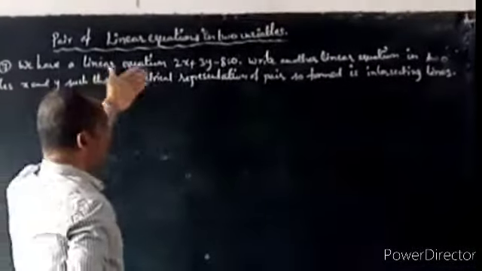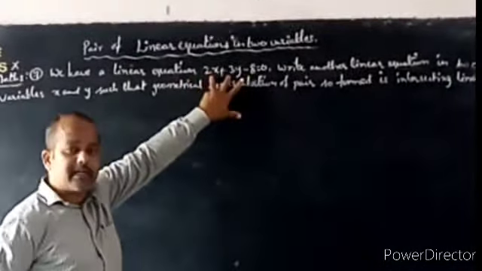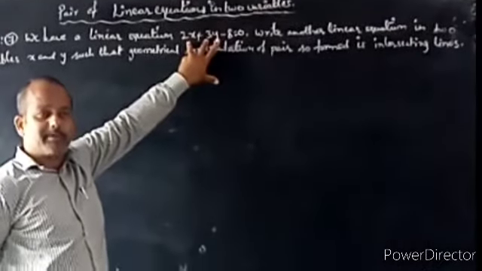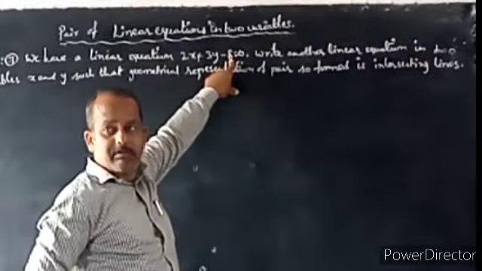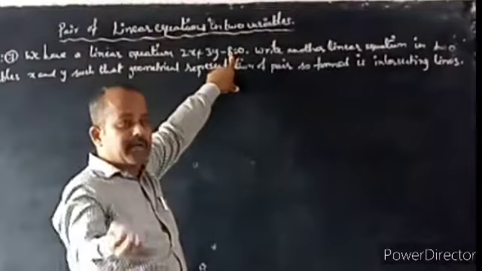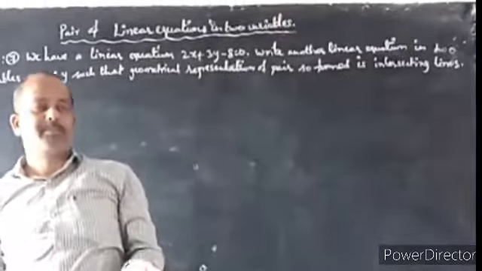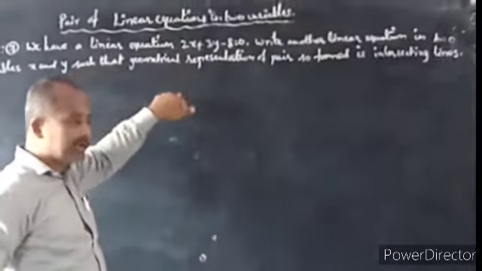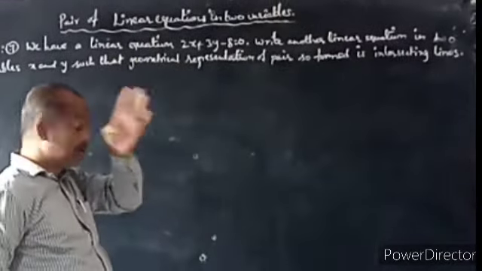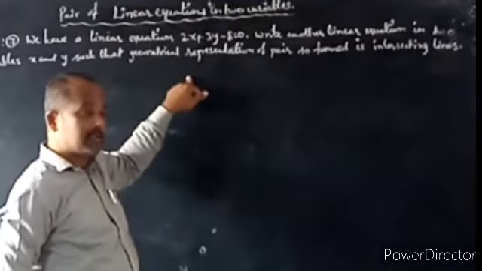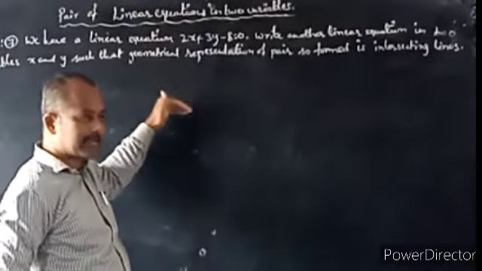Suppose you want to write a parallel line for this. For a parallel line, write multiples of the x and y coefficients, and change the constant term. The c ratio must be different, not equal. If it is equal, then it is a coincident line. So 2x can be written as 4x or 6x, that is, multiples of 2x.